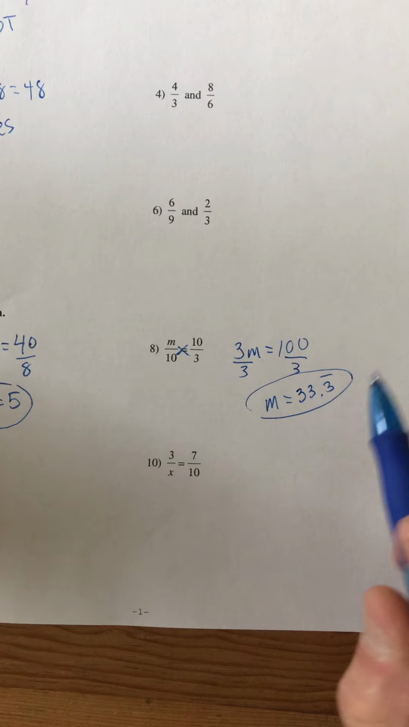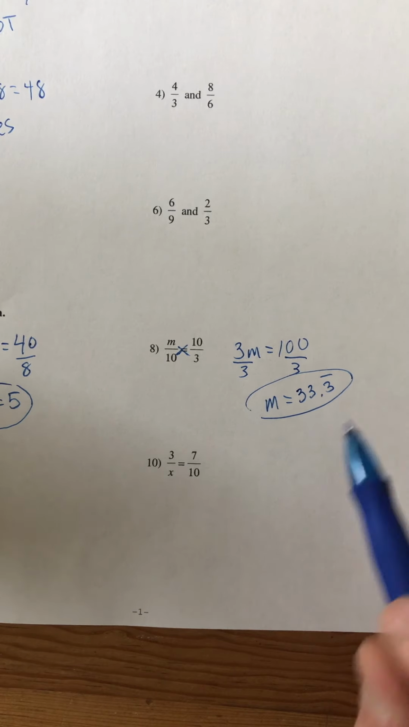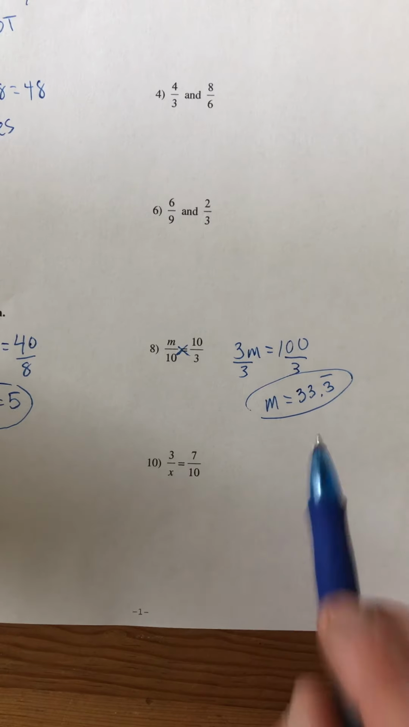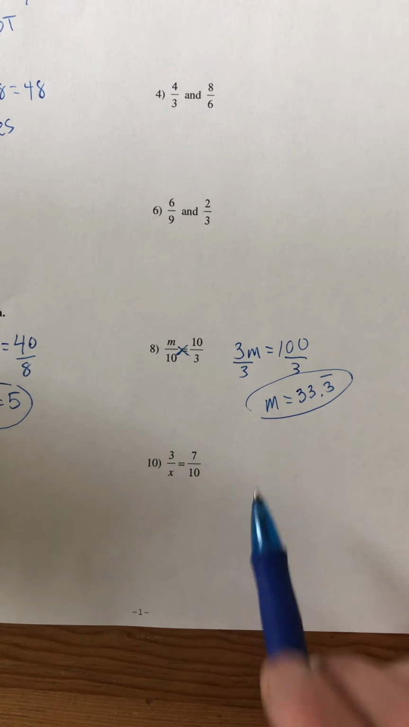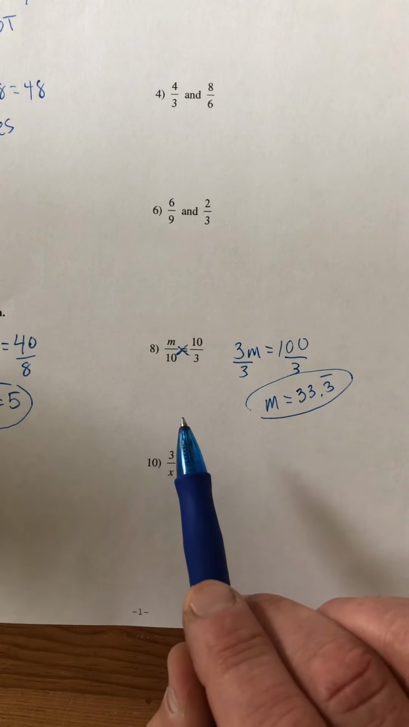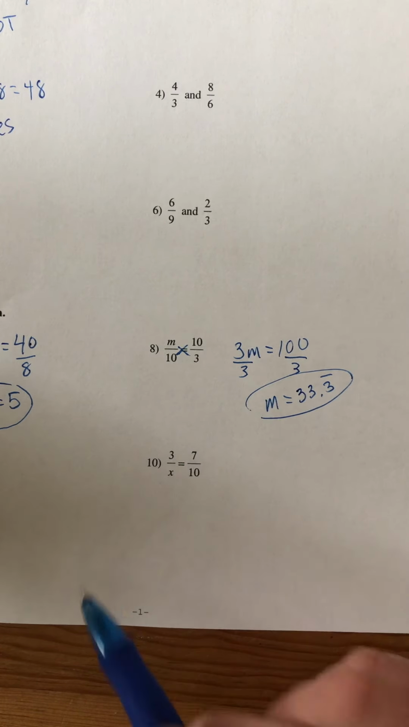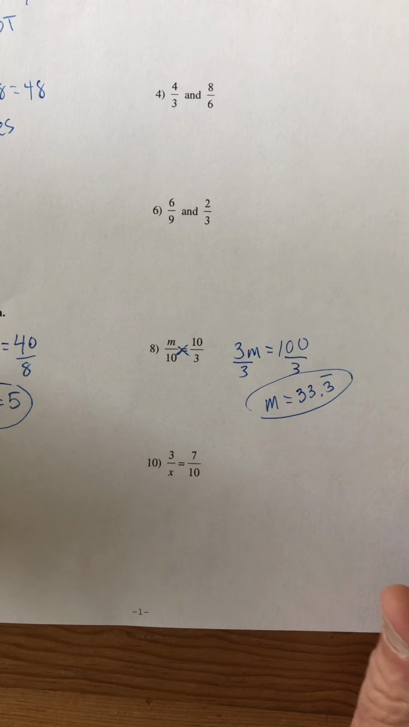When you do these, see how we got a decimal for number 8? For a number of these examples, for the rest of this worksheet, you might get decimals. And remember, as long as you follow the steps, you cross multiply and then divide, it's okay to get decimals, okay? So work on these today.